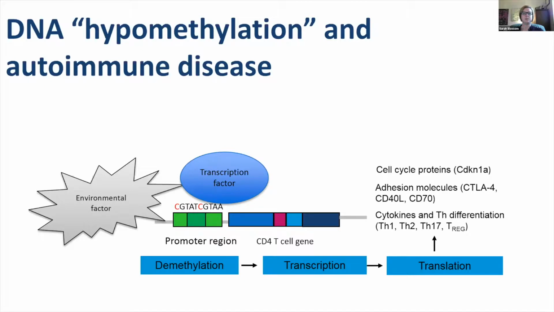Studies in humans and also animal models in particular have shown that inhibition of methylation using a drug called 5-azacitidine can induce autoreactivity in otherwise healthy cells. So we know that this mechanism is important in lupus.